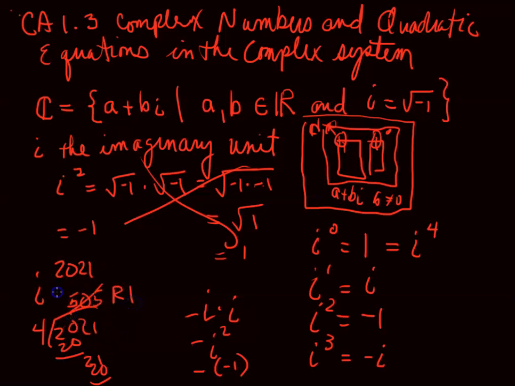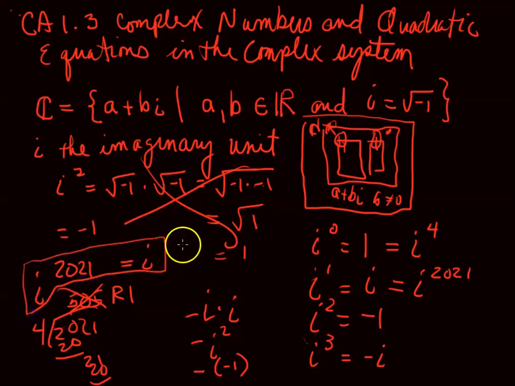Well, this 505 really has nothing to do with it. That's really how many times you're going through this loop. 0, 1, 2, 3, 0, 1, 2, 3, 0 to 1 through 3. This remainder tells you how far you go that last time around. So if we go with this extra 1 jump, we get i to the 2021 will be there down the road here if you kept going. So this is equal to i. i to the 2021 power is just i.